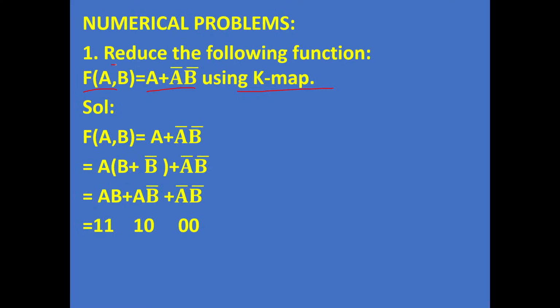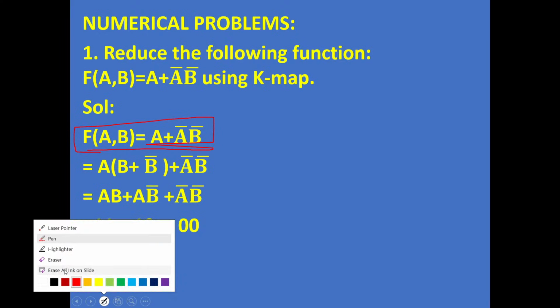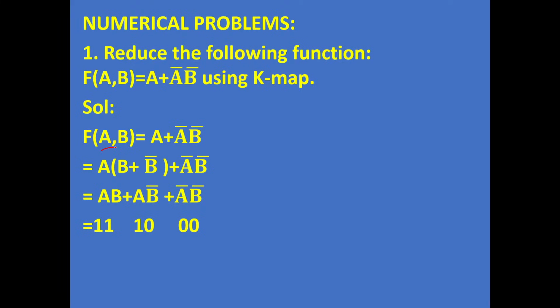So the numerical problem is now: reduce the following function f of AB equal to A plus A bar B bar using K map. Write it down. If you observe, this is the given equation. So it's a two variable expression. But here only A is there, B is not there. So how can you represent only A in your K map, even if it is a two variable? What we have seen. So what type of system is this?